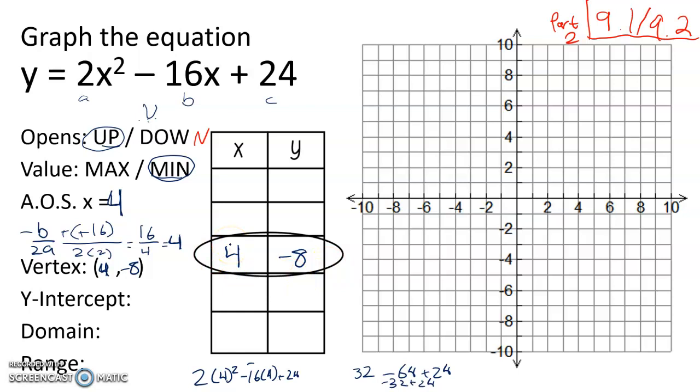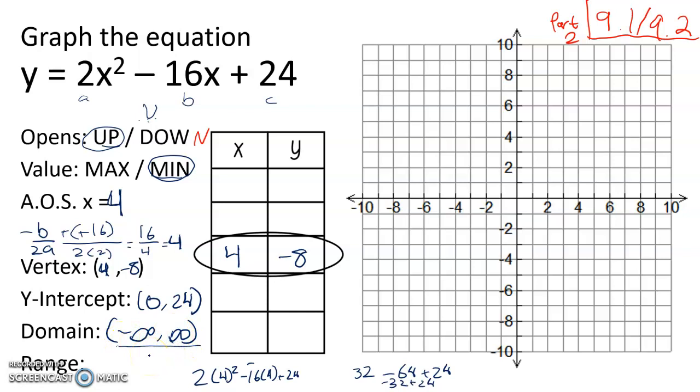All right, so now the y-intercept, so let's fill the rest of it out. The y-intercept is just my C value, 24. So 0, 24. Okay? And domain and range, we'll do now. Domain is always negative infinity to infinity. That basically means I can plug in any number for x that I want. But for all intents and purposes, domain is negative infinity to infinity here.